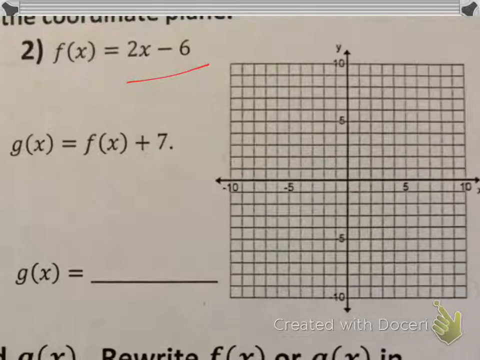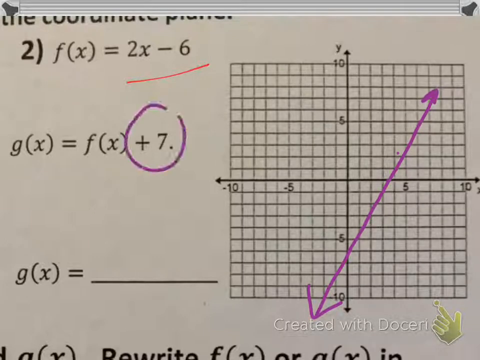I'm going to start down at -6, which is right here. Then I'm going to go up 2 and over 1, up 2 and over 1, up 2 and over 1, up 2 and over 1. And then my line goes through those ordered pairs. Kind of like that. Okay, this says move me up 7. So I'm going to go up 7 units from that, which is right here. I'm going to have that same slope, but I'm up 7 units.